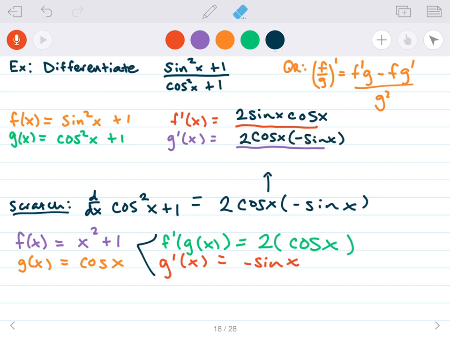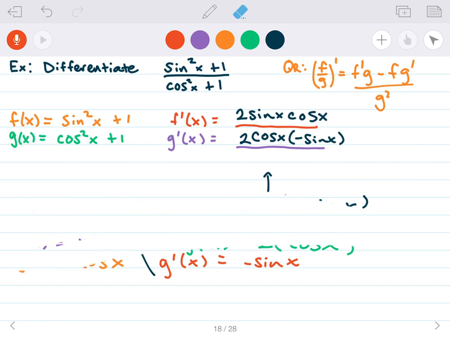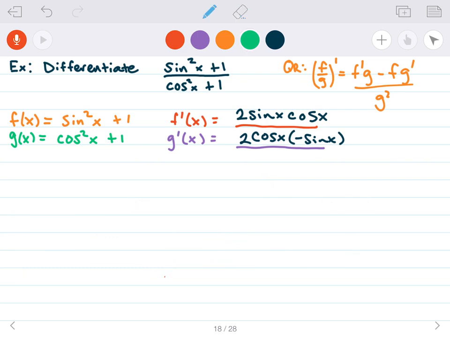All right, now I have everything I need to use my quotient rule. I needed f, g, f prime, and g prime. And on the bottom, g squared, well, we're just going to square g, right? And again, Wiley doesn't care if you simplify, so I'm not going to.